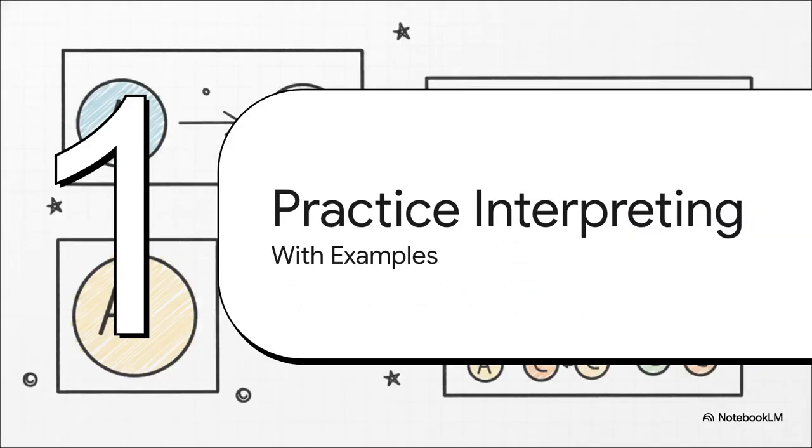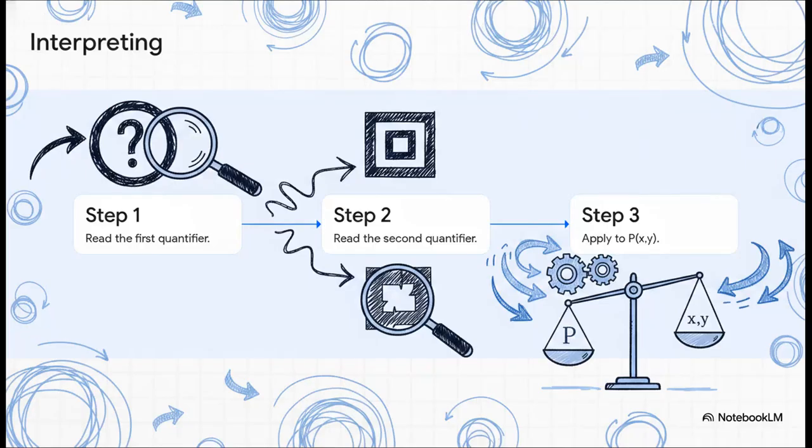Section 4. Interpreting with examples. Translating the abstract. So to do this efficiently, we're going to use a super simple logical flow. Step 1, you strictly read the first quantifier. Step 2, you read the second quantifier. And step 3, you apply both of those conditions to the predicate, the relationship at the very end. If you follow these 3 steps in order every single time, you can turn pretty much any complex symbolic formula into a highly intuitive, plain-spoken sentence.